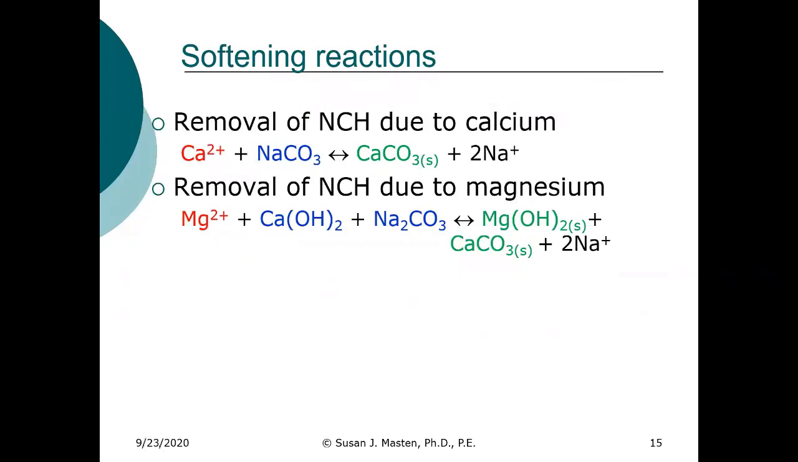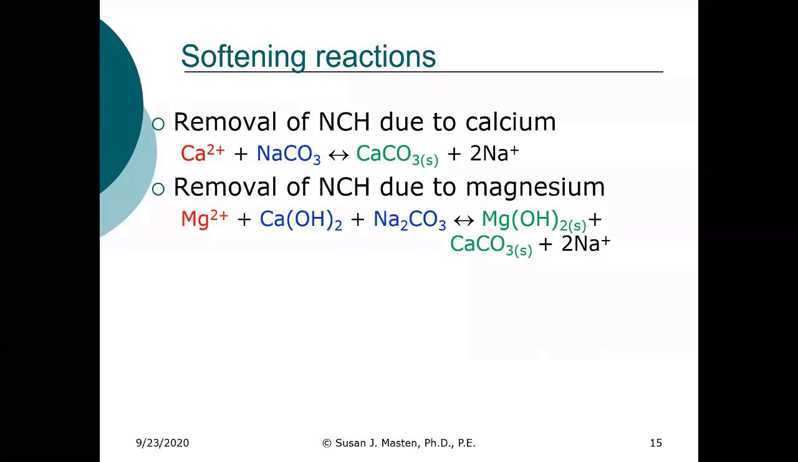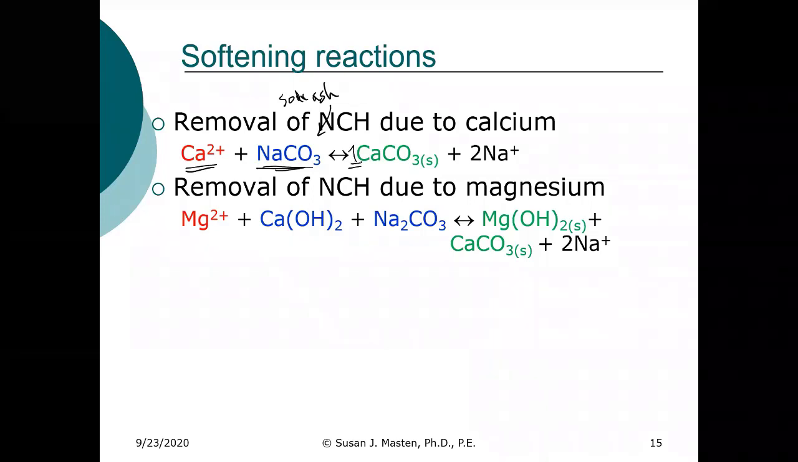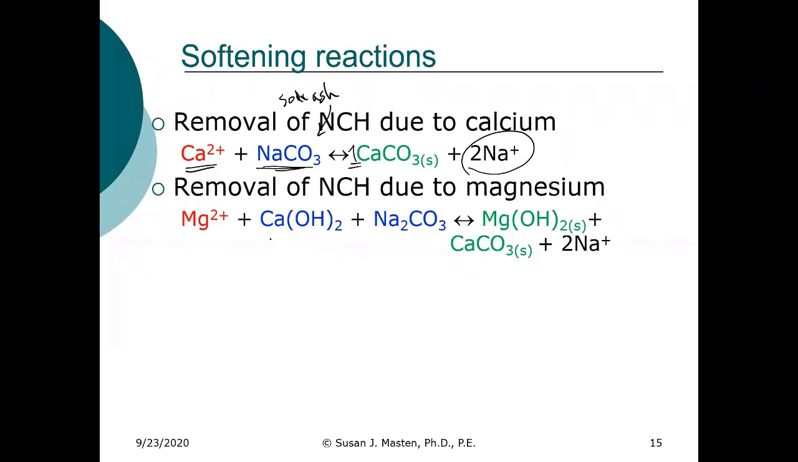Then we have the reactions for the non-carbonate hardness. Here we have to add soda ash. Sodium carbonate is referred to as soda ash. So for every 1 mole of calcium we remove, we need 1 mole of soda ash. We will produce 1 mole of lime. And notice we're also adding sodium ions. To remove the non-carbonate hardness due to magnesium, we need lime, we need soda ash, we will produce magnesium hydroxide, we also produce calcium carbonate sludge, and we add more sodium.